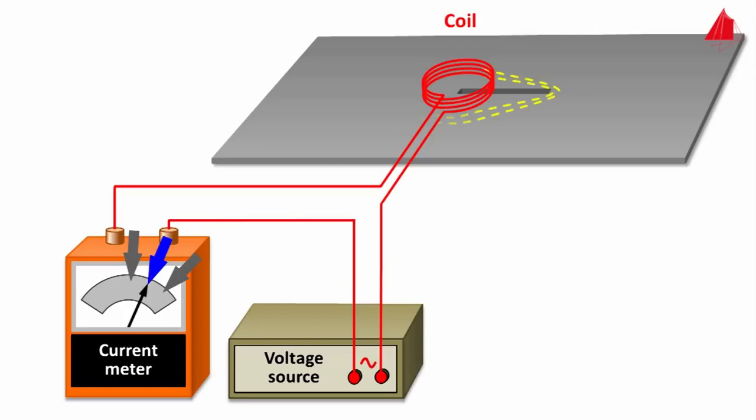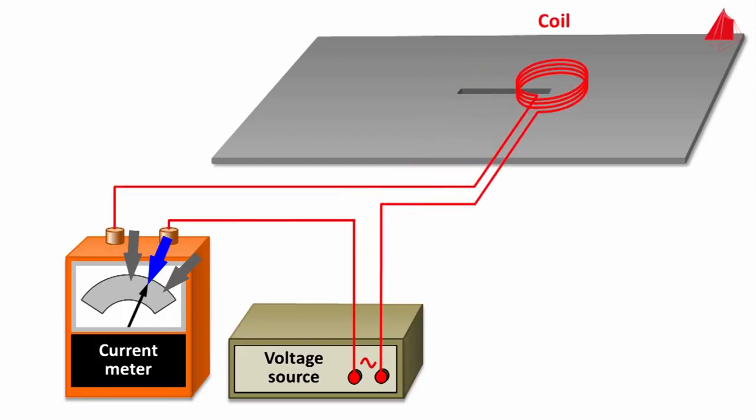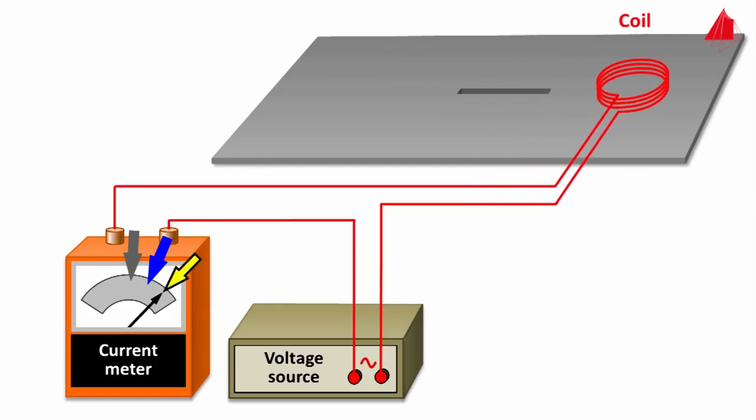The eddy current can no longer flow freely and must take a detour around the saw cut. This in turn decreases the strength of the eddy current. The magnetic field of the eddy current is weaker and interacts less with the coil. In the intact part of the sheet, the eddy current flows unrestrictedly again, and the current consumption of the coil is high.